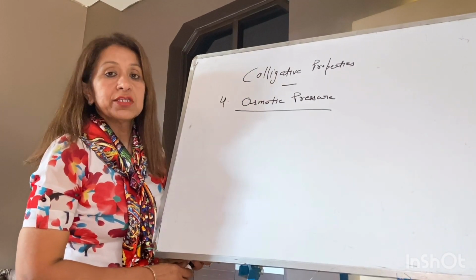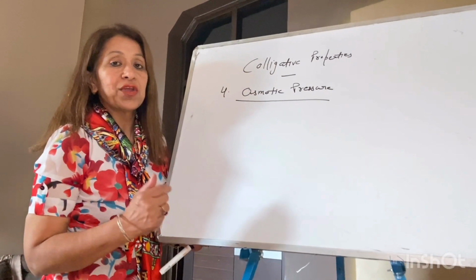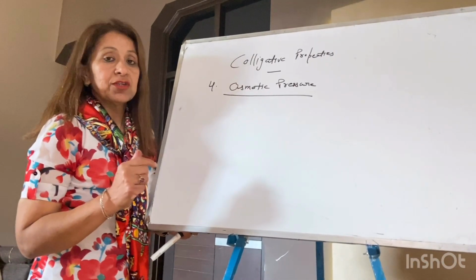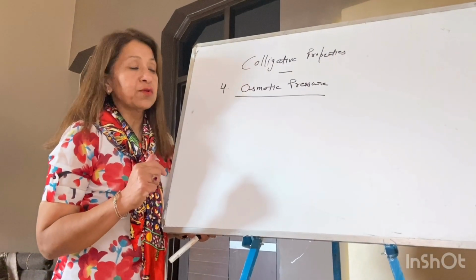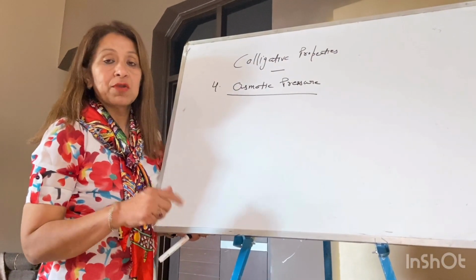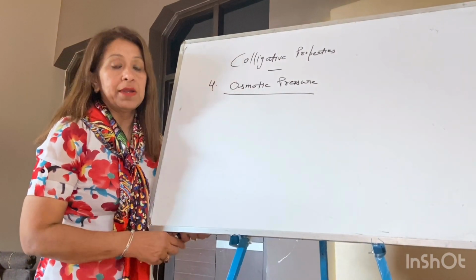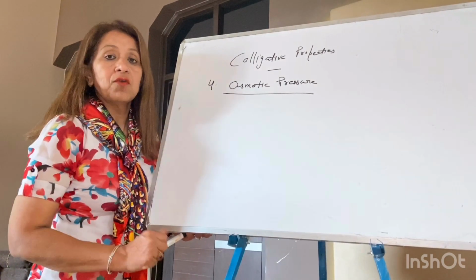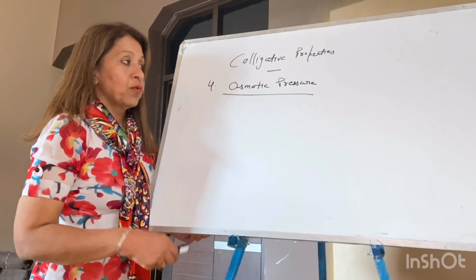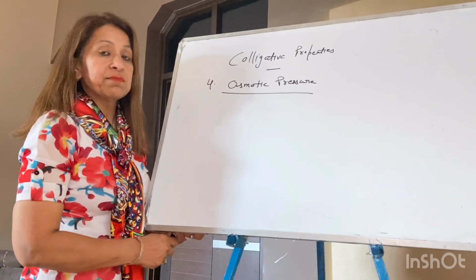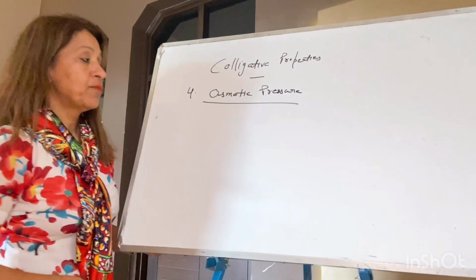There are 4 colligative properties. The first is lowering in vapor pressure, then elevation in boiling point, depression in freezing point, and our 4th is osmotic pressure. 3 properties we have already covered. Today's topic is osmotic pressure, write it down. This is the 4th and last colligative property.